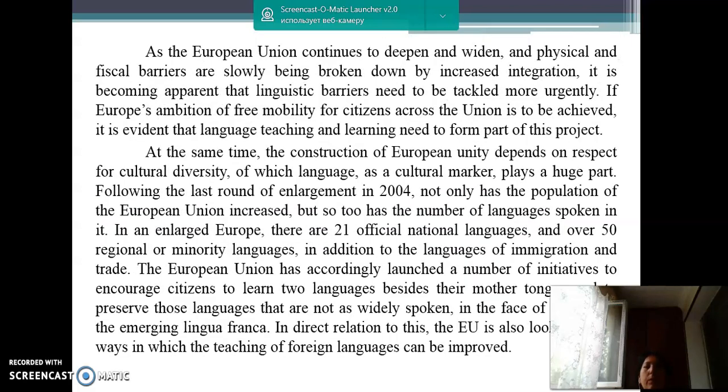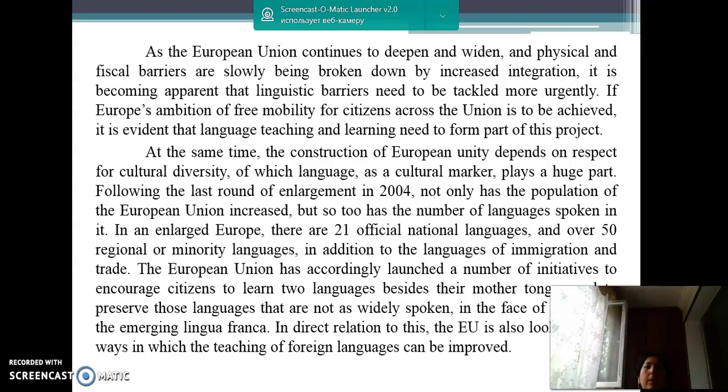As the European Union continues to deepen and widen, the physical and fiscal barriers are slowly being broken down by increased integration, and it's becoming apparent that linguistic barriers need to be tackled more urgently. If Europe's ambitions of free mobility for citizens across the Union are to be achieved, it's evident that language teaching and learning need to form part of this project. At the same time, the construction of European unity depends on respect for cultural diversity, of which language, as a cultural marker, plays a huge part.